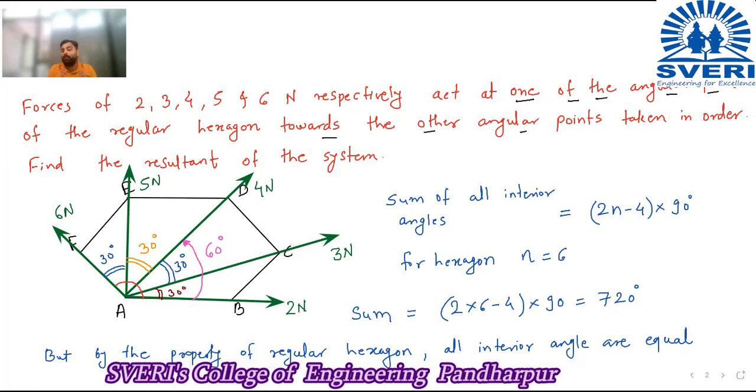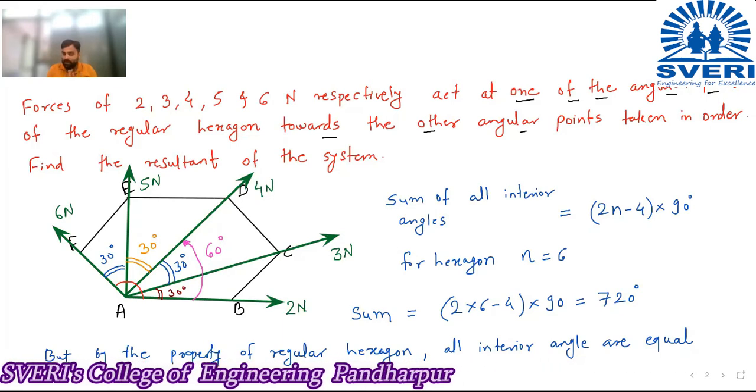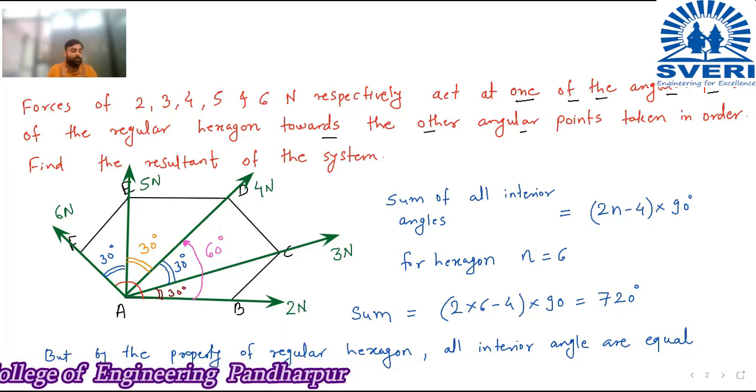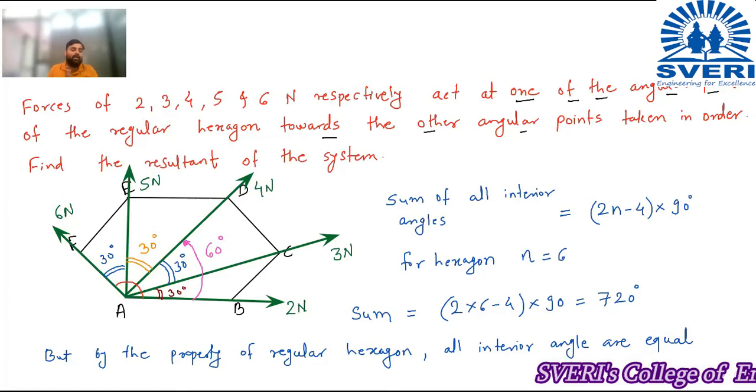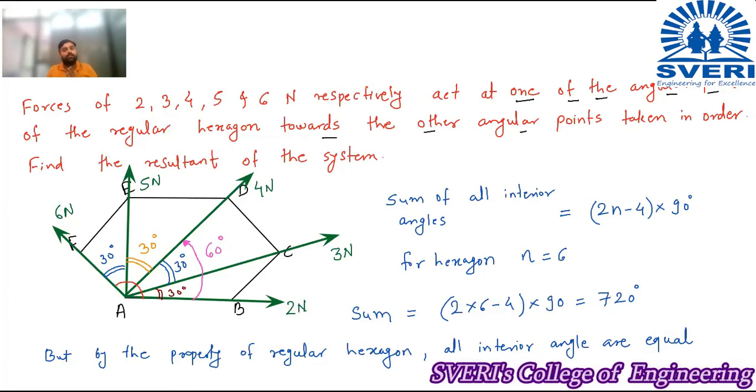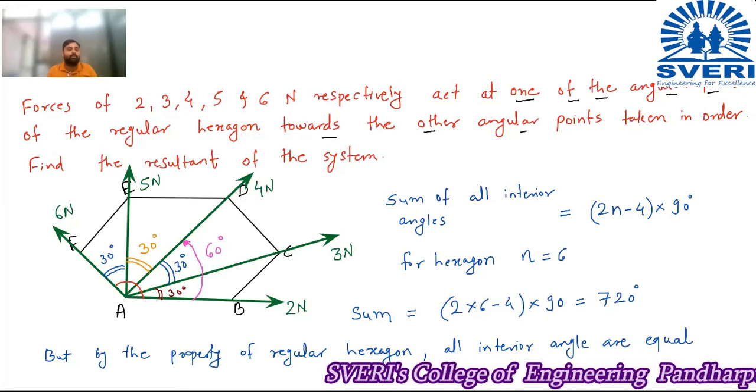Okay, why did we find out the angles? Think logically. Because we want to resolve the force. Why do we want to resolve the force? Because we want to find out the resultant. So now if you consider this 6 Newton force, from horizontal the angle is 120 degrees. So is it possible to resolve the force of 6 Newton?